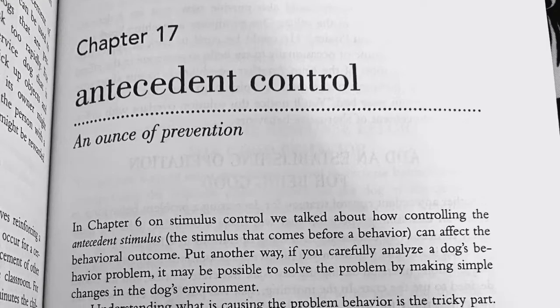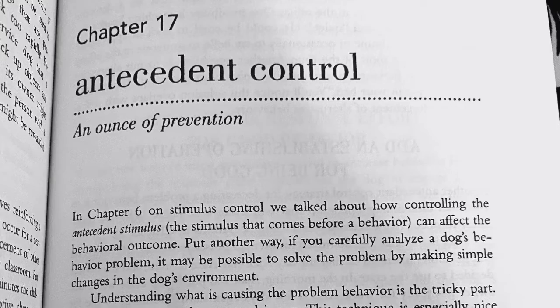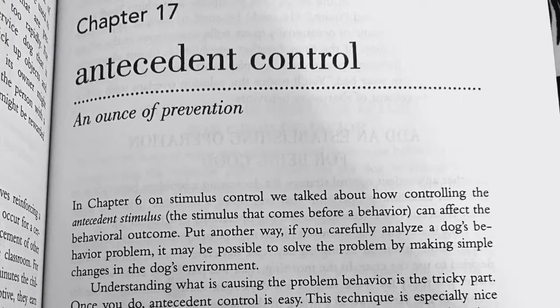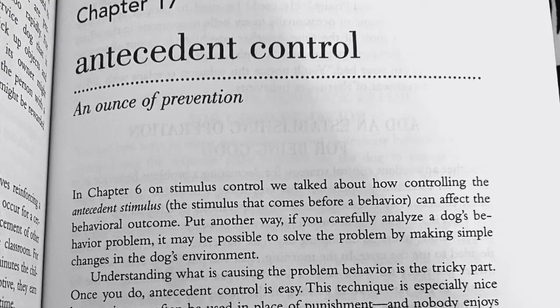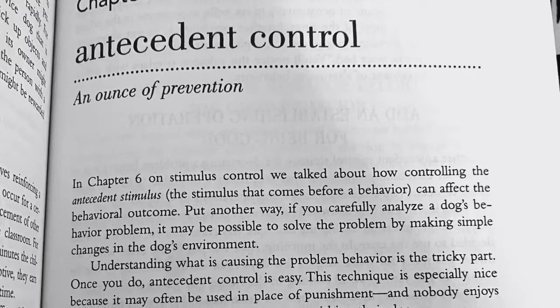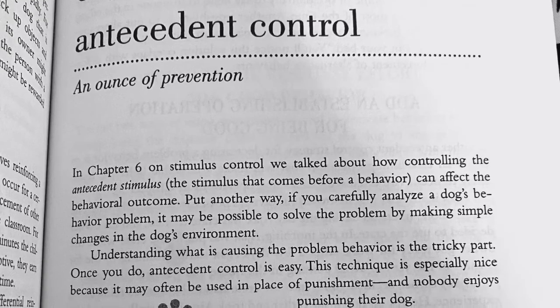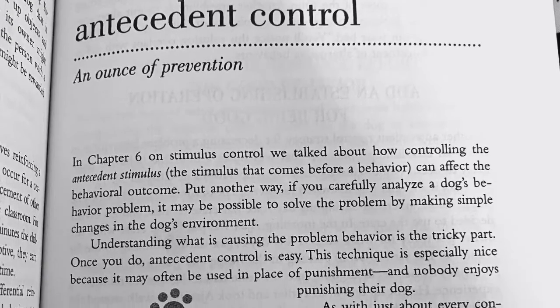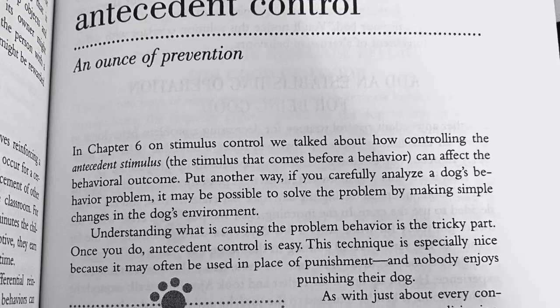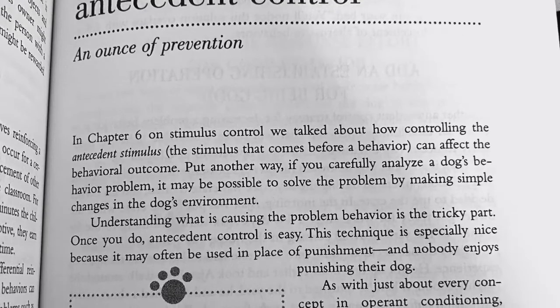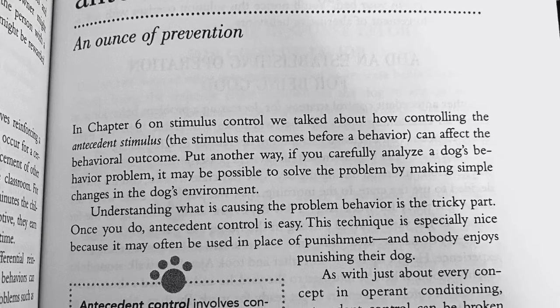Put another way, if you carefully analyze a dog's behavior problem, it may be possible to solve the problem by making simple changes in the dog's environment. Understanding what is causing the problem behavior is the tricky part. Once you do, antecedent control is easy. This technique is especially nice because it may often be used in place of punishment, and nobody enjoys punishing their dog.